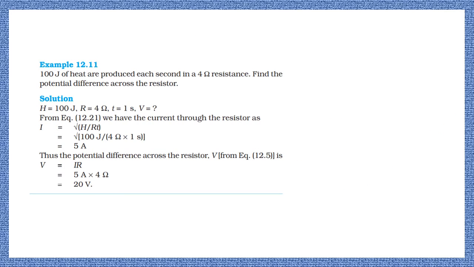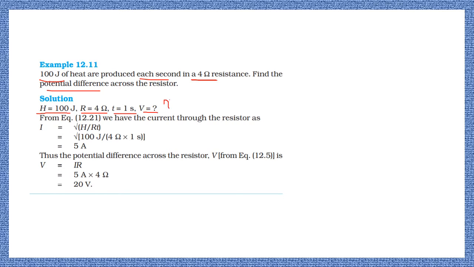The next question is: 100 joule of heat is produced each second in a 4 ohm resistance. Find the potential difference across the resistor. So 100 joule of heat means H is equal to 100 joule, R is equal to 4 ohm, T is equal to 1 second, each second here it is given, and you have to find out V.